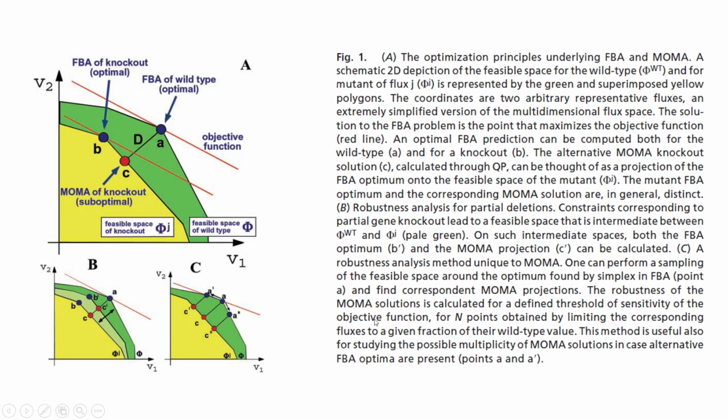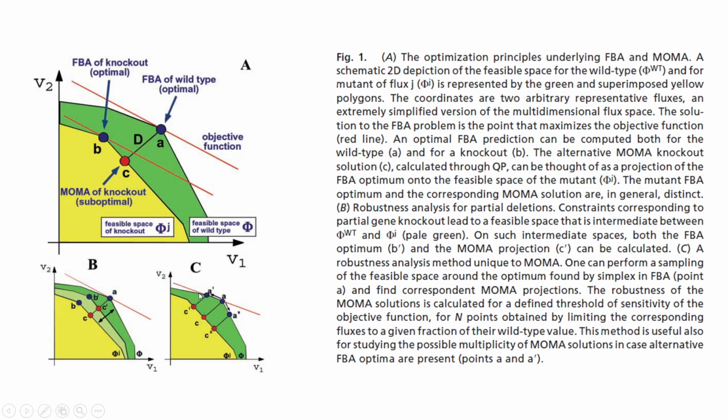The robustness of the MOMA solutions is calculated for the defined threshold of sensitivity of the objective function for endpoints obtained by limiting the corresponding fluxes to a given fraction of their wild type value. So basically, these should be projections of these. Then you calculate the distances between these. So you can have, say, for example, this is your objective function. It is having three such.